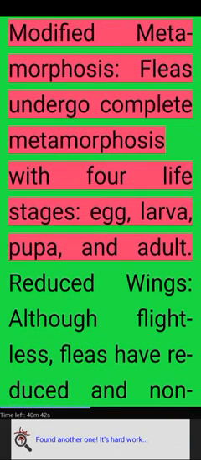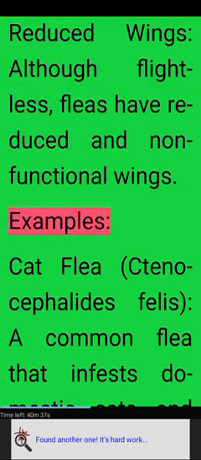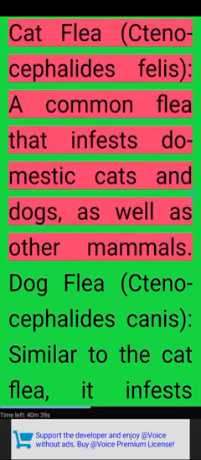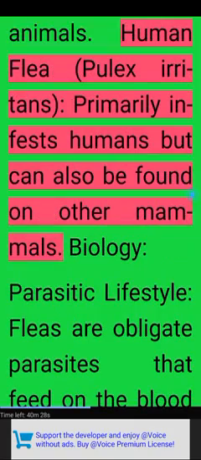Modified metamorphosis. Fleas undergo complete metamorphosis with 4 life stages: egg, larva, pupa, and adult. Reduced wings. Although flightless, fleas have reduced and non-functional wings. Examples. Cat flea, Ctenocephalides felis, a common flea that infests domestic cats and dogs, as well as other mammals. Dog flea, Ctenocephalides canis, similar to the cat flea, it infests dogs and other animals. Human flea, Pulex irritans, primarily infests humans but can also be found on other mammals.